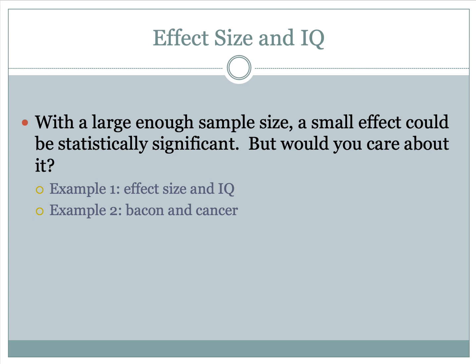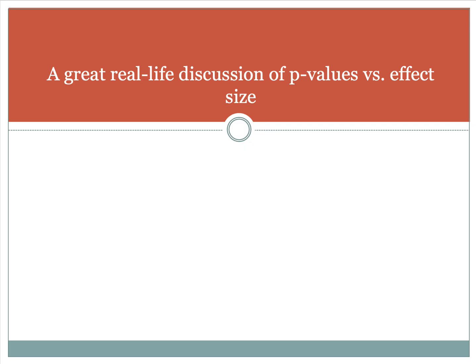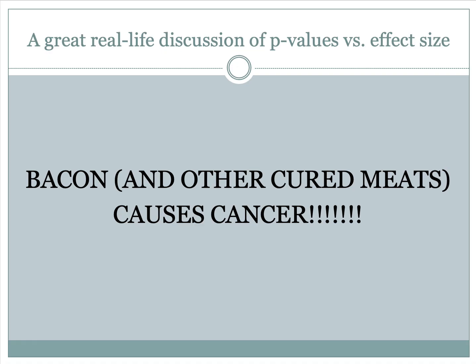Another example that's kind of recent, actually, that's come out is the relationship between bacon and cancer. This is a really good real-life example of looking at p-values and effect size, I think. Pretty recently, a couple years ago, we had some research that came out that made all local newspapers, national newspapers, right? Big bold letters, bacon and other cured meats cause cancer. This is coming from research.